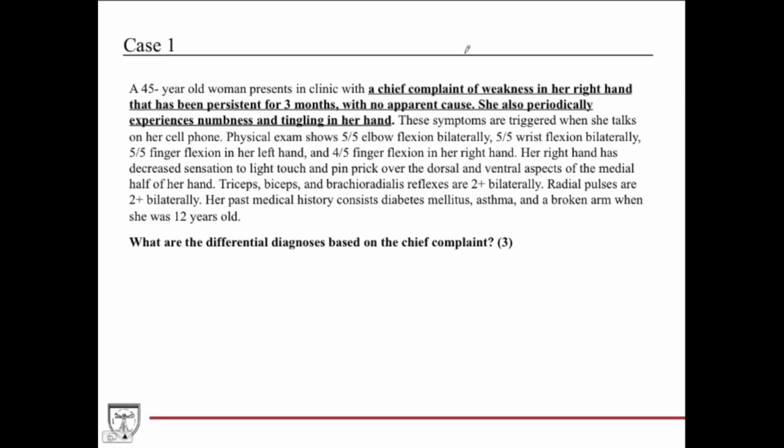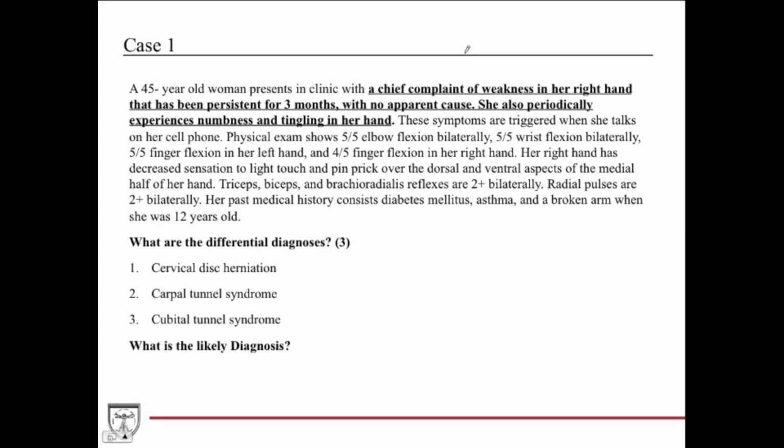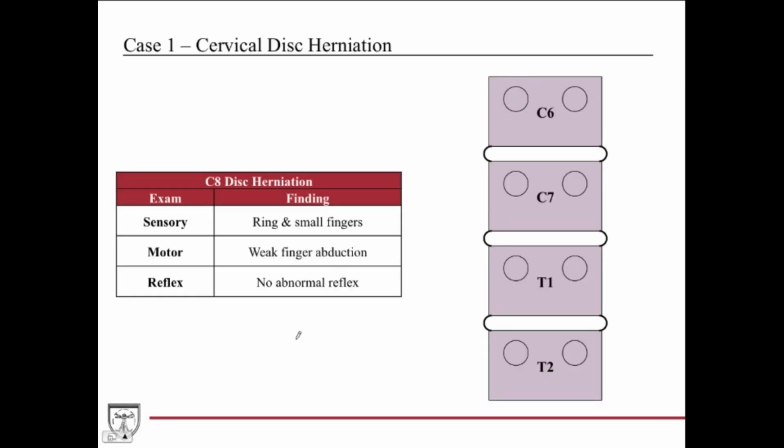So the 3 things you want to think about here are cervical disc herniation. The cervical disc can compress one of the nerves and cause weakness in the fine movements of the hand. Carpal tunnel syndrome, obviously that affects the median nerve. And then cubital tunnel, that affects the ulnar nerve, which is also responsible for significant intrinsic hand motion. So based on that, what is the most likely diagnosis? Well, first let's just review the anatomy of each of these real quick, and then hopefully that'll point us towards the right answer. So let's first go over cervical disc herniation.